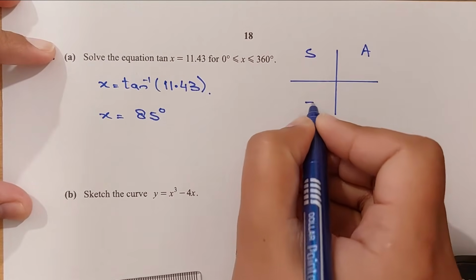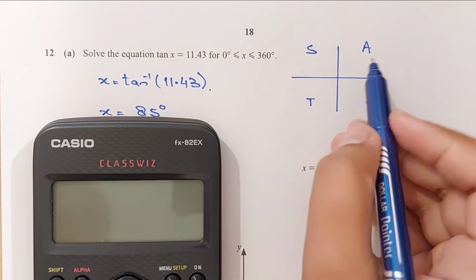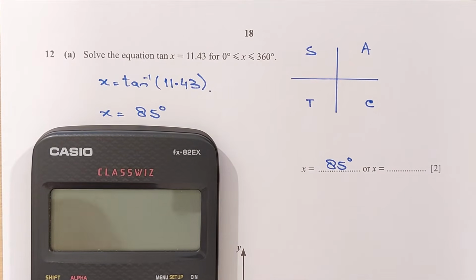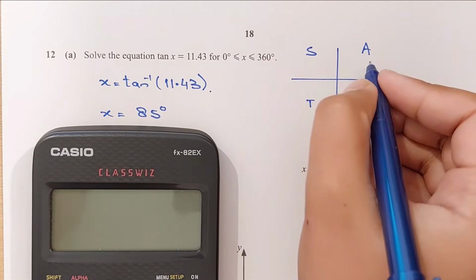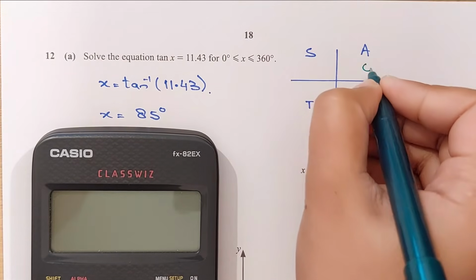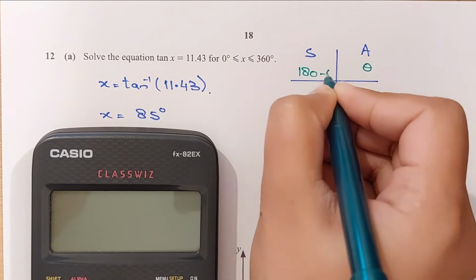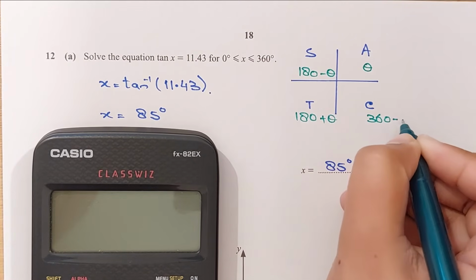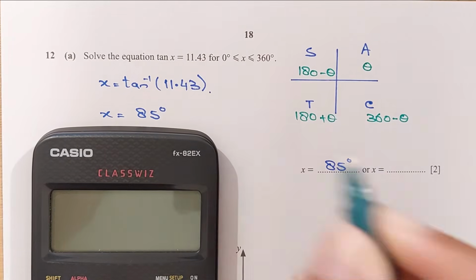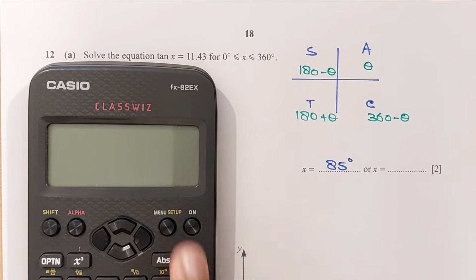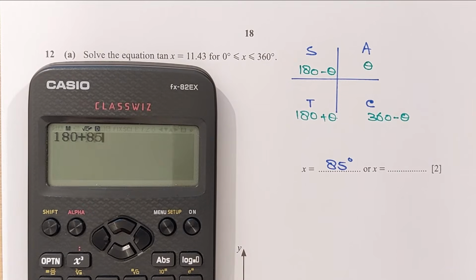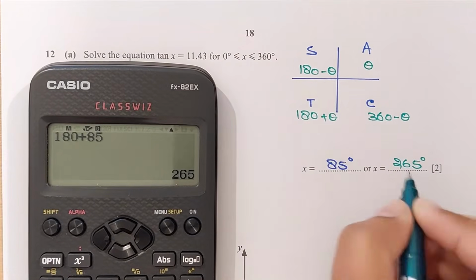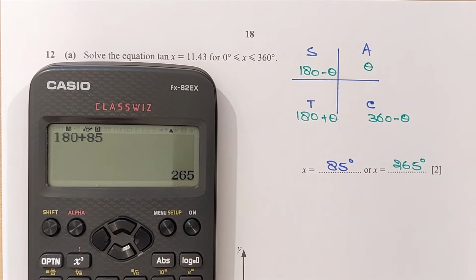A, S, T, C. So tangent is positive in the first and third quadrant. So we got the answer for the first quadrant, that is 85 degrees, right? Okay, now in the first quadrant we do theta. Here 180 minus theta, 180 plus theta, and 360 minus theta. So we add 180 to 85. So let's do it. 180 plus 85, that is 265, is the second angle. Both angles are between 0 to 360 degrees, right?